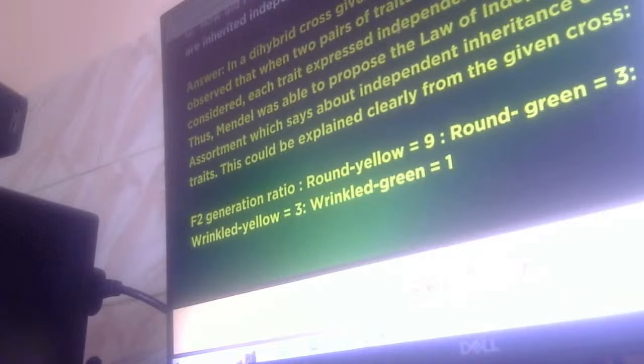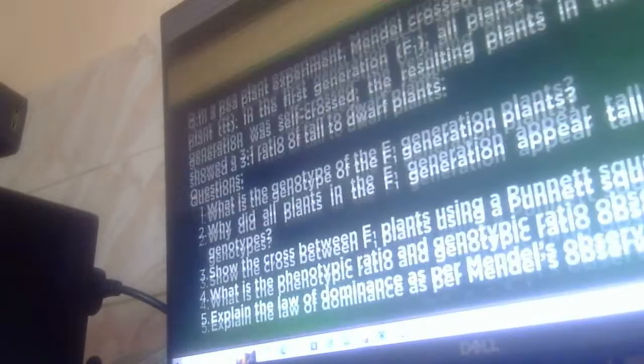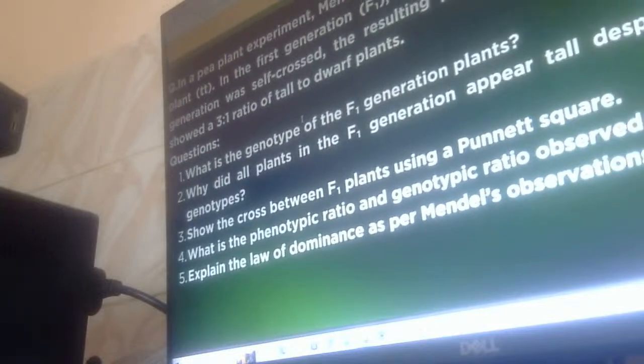Independent assortment, independent inheritance frustrates. I do not know Mendel's laws. I cannot learn his laws. Leave TT with T.